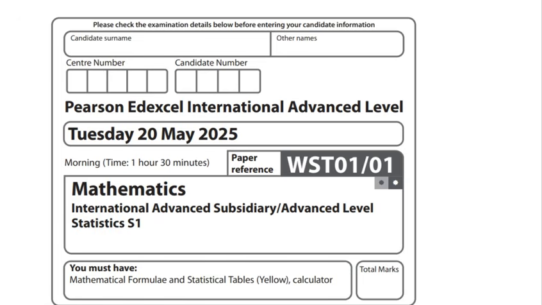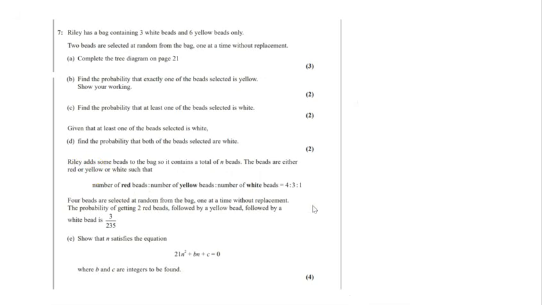This is a walkthrough of the 2025 S1 summer series, that is May June. I'll explain the concept and show how to reach the correct answer. This is question 7.